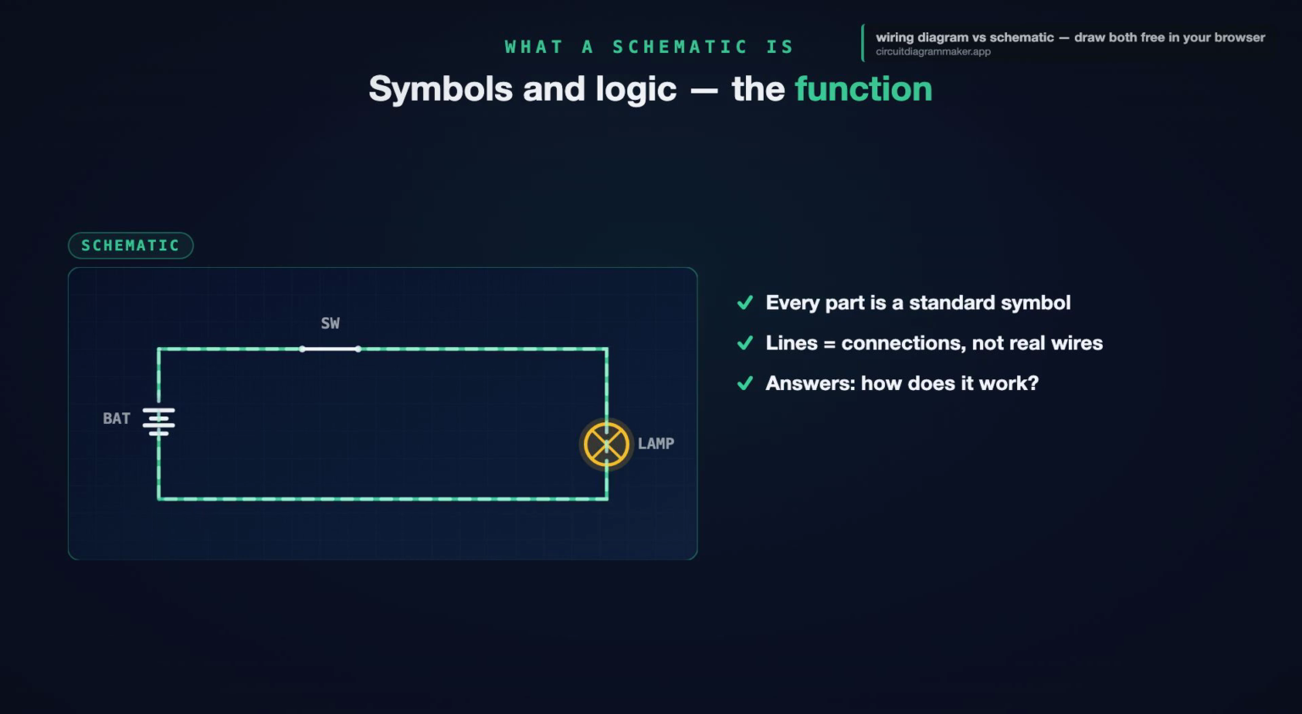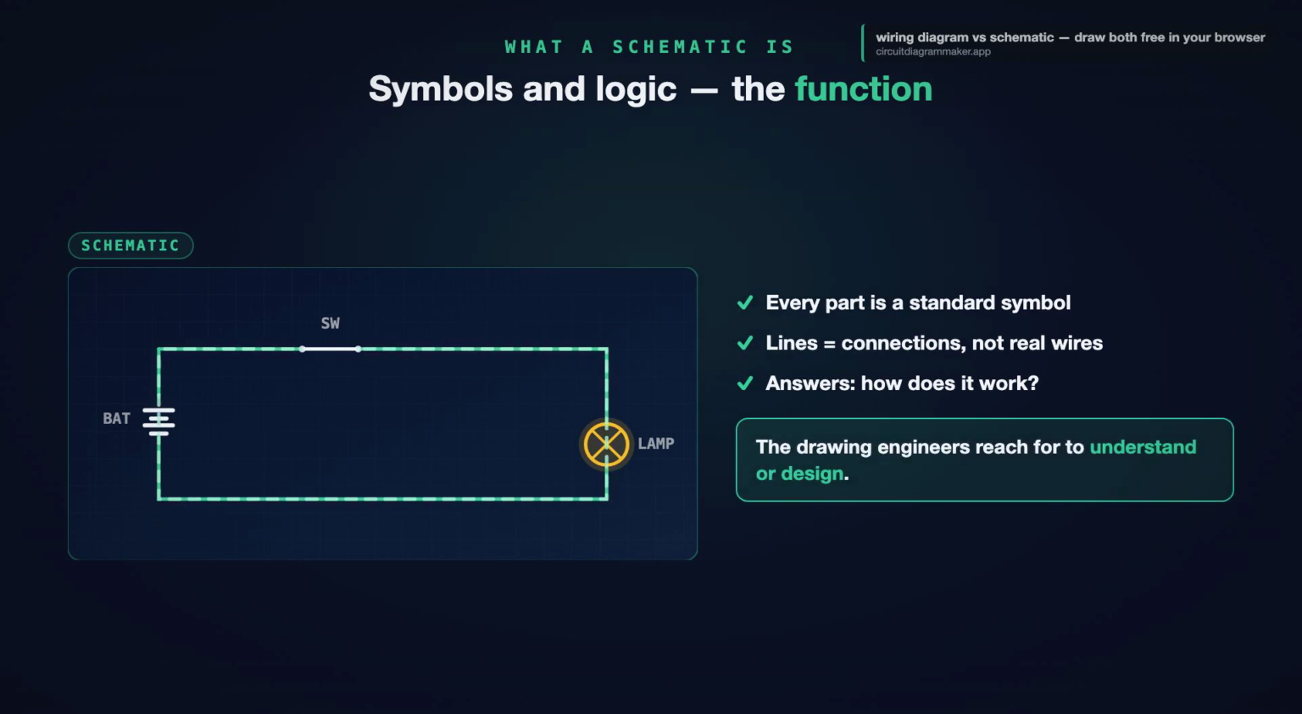And the lines between them are not wires. They are connections. They only tell you what is joined to what. The schematic is drawn for one purpose, to make the electrical logic clear. It answers the question, how does this circuit work? That is why designers, engineers, and anyone trying to understand a circuit reach for a schematic first.